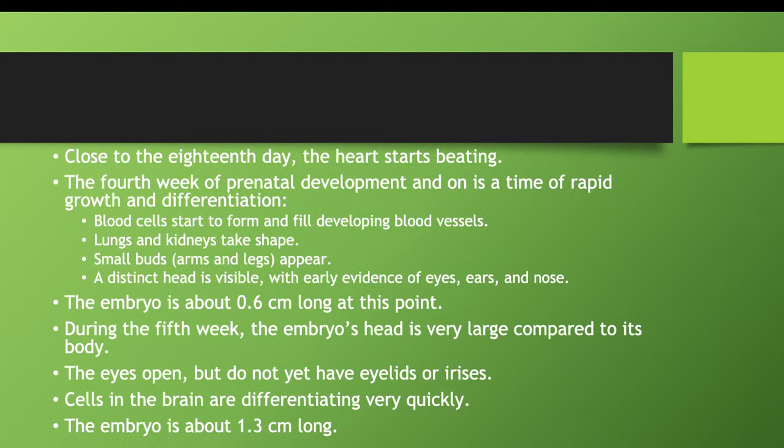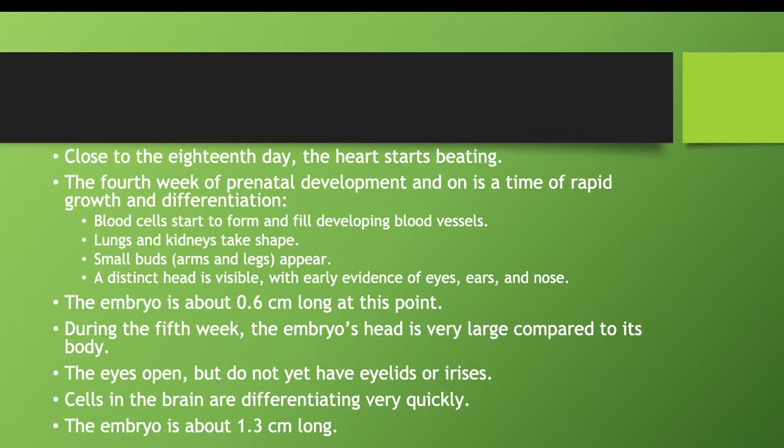Close to the 18th day, the heart will start beating. So 18 days after you become pregnant, the heart will start to beat. This is about the 4th week of prenatal development, and on is a time of rapid growth and differentiation. After your first month, blood cells start to form and fill developing blood vessels. Lungs and kidneys take shape. Small buds, arms, and legs will appear. A distinct head is visible, with early evidence of eyes, ears, and nose. The embryo is about 0.6 centimeters long at this point.